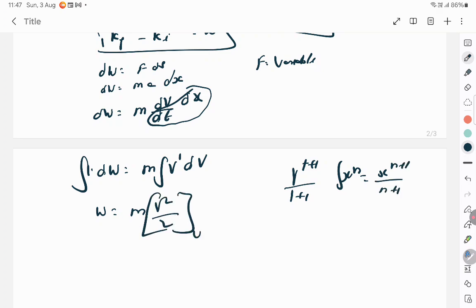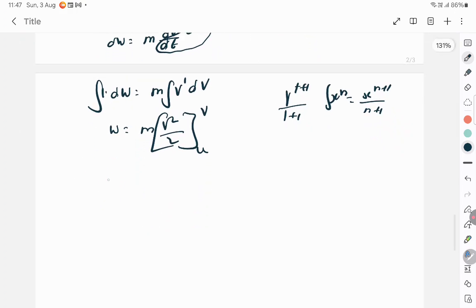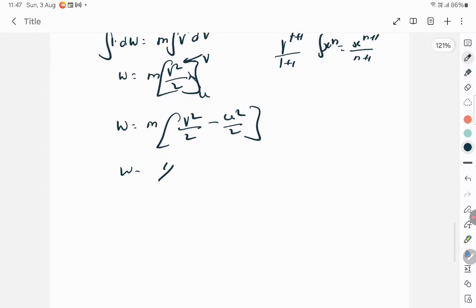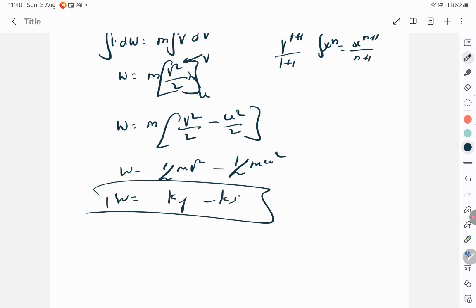Where the initial velocity is u and the final velocity is v, you have to apply an upper limit and a lower limit. Upper limit is v square by 2 when you write v as v, and lower limit is when you write v as u. So it's upper limit minus lower limit, which is half m v square minus half m u square, which is also K final minus K initial, which is the work done. And this is also the work energy theorem.